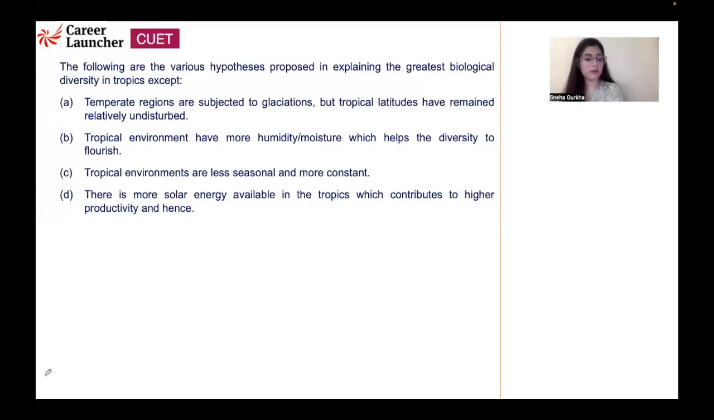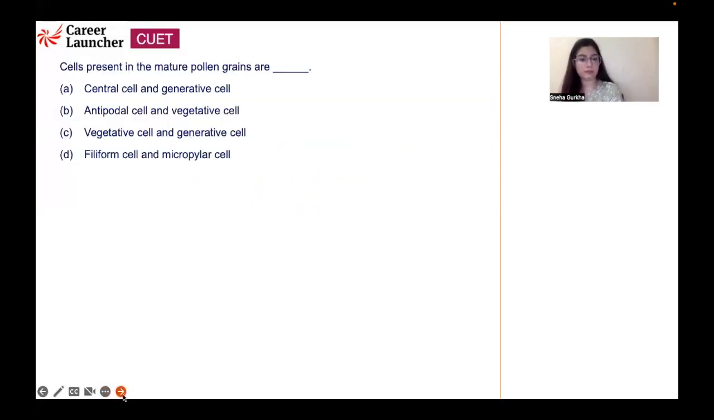Next, the following are the various hypotheses proposed in explaining the greatest biological diversity in the tropics, except: temperate regions are subjected to glaciations, but tropical latitudes have remained relatively undisturbed. Yes, tropical environments have more humidity and moisture, which helps diversity to flourish. No, tropical environments are less seasonal and more constant. Yes, there is more solar energy available in the tropics, which contributes to higher productivity. Yes. So option B is not a proposed hypothesis.